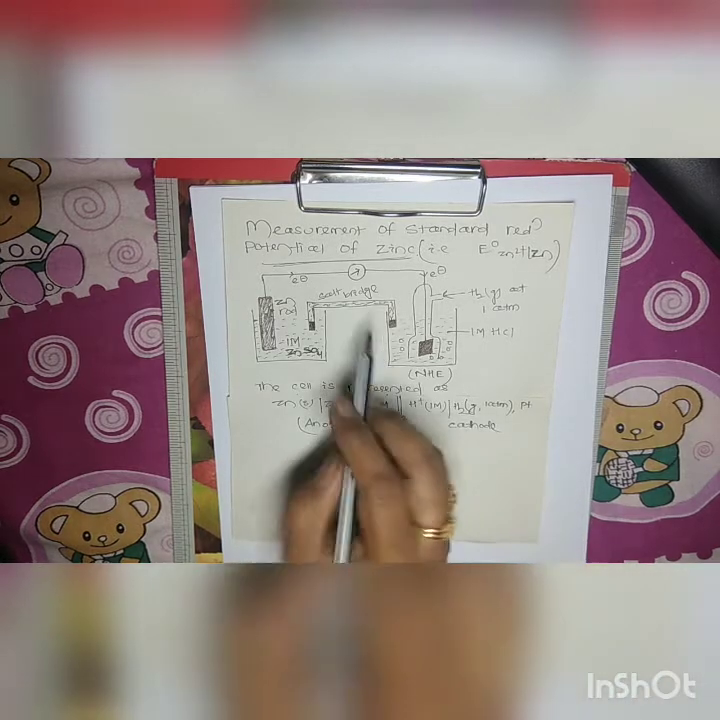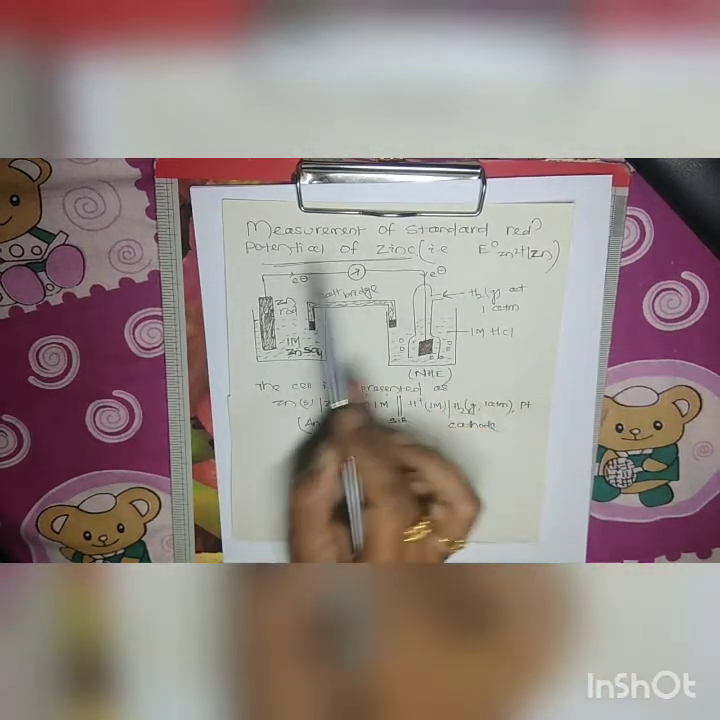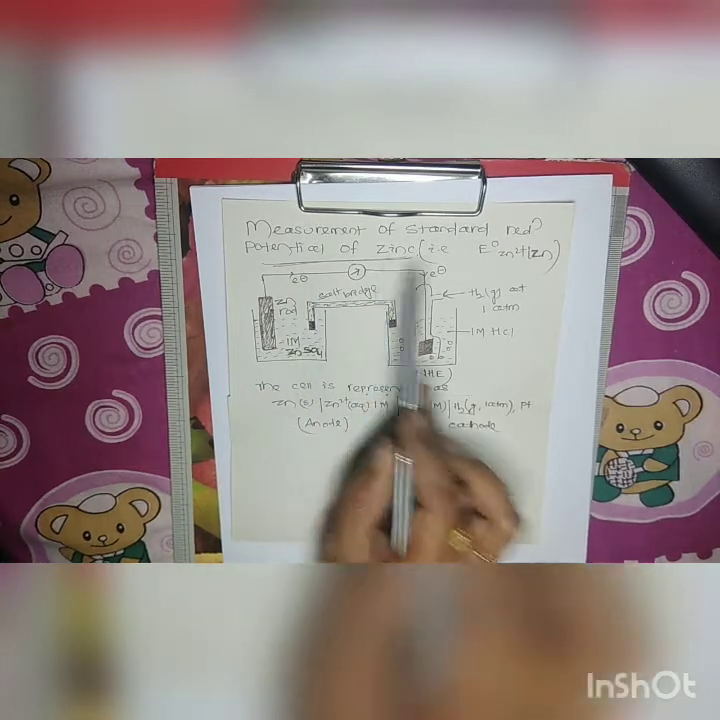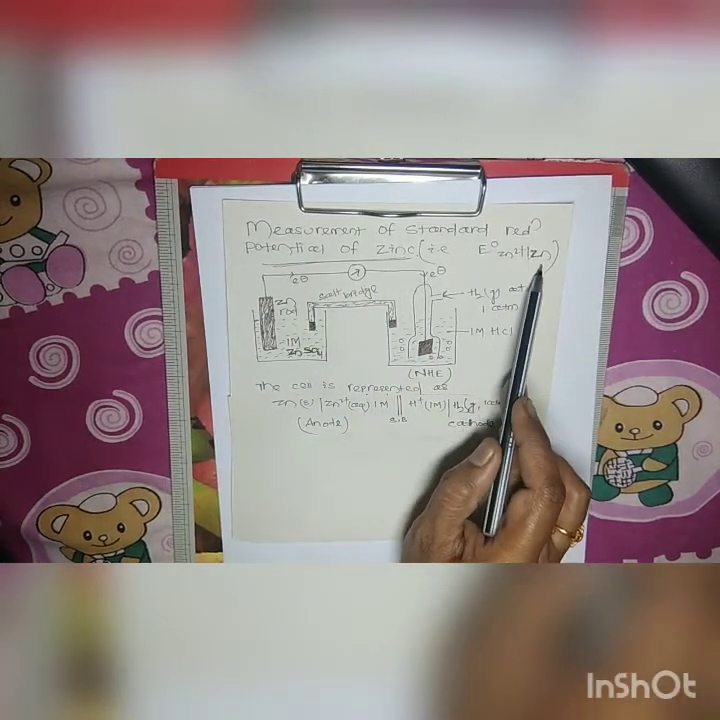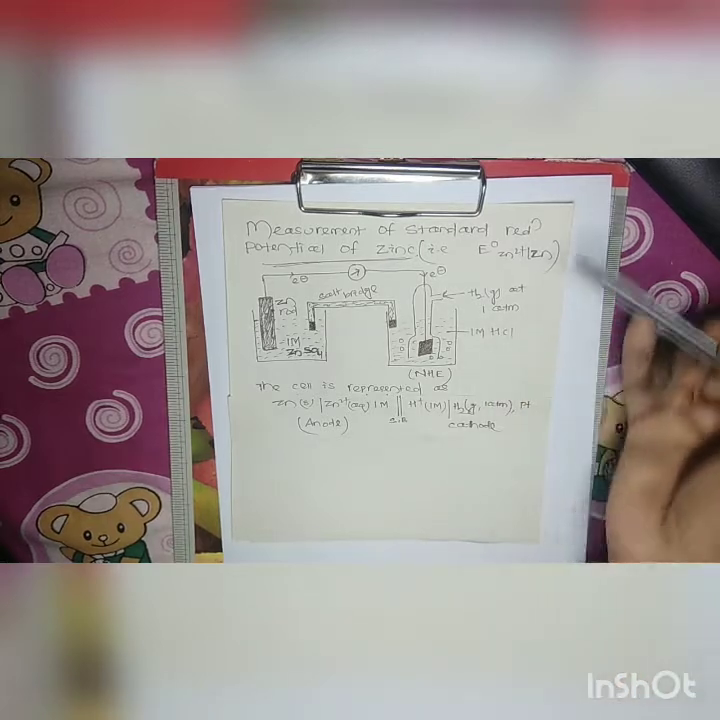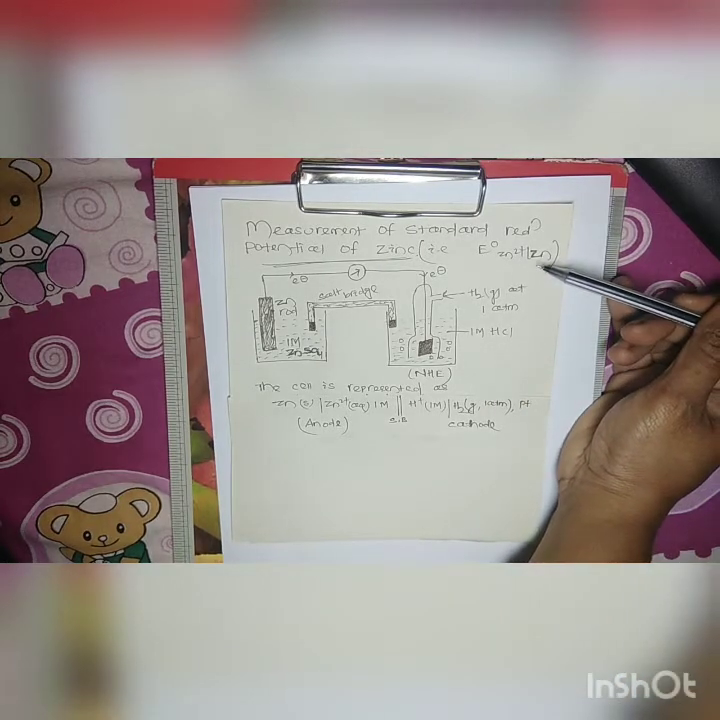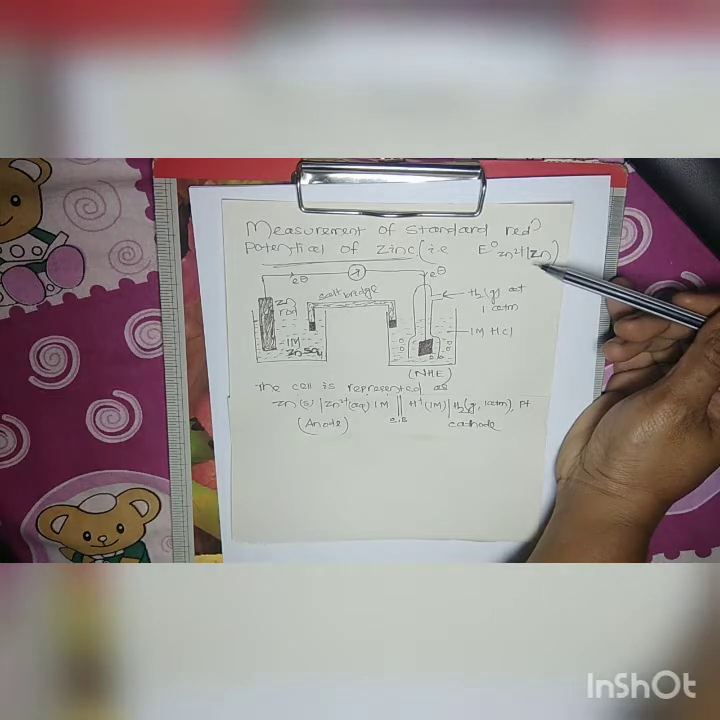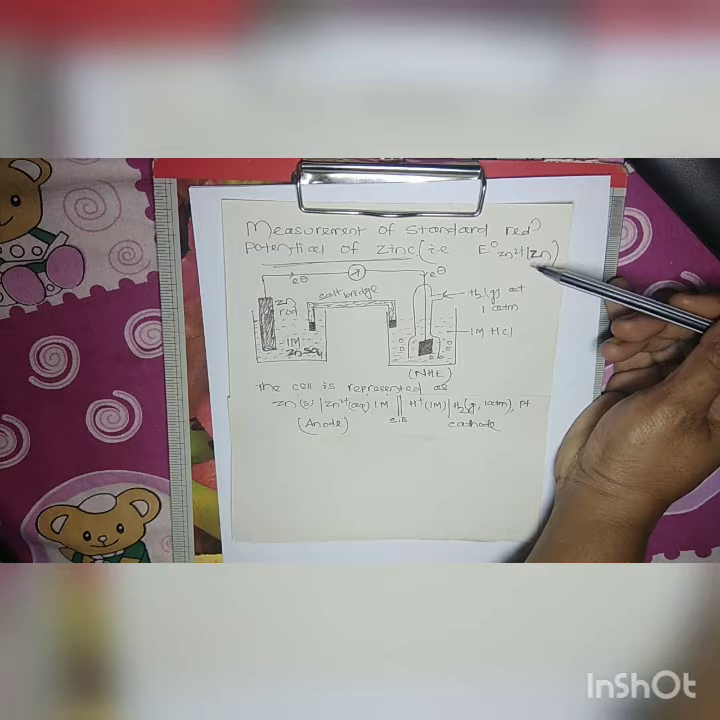Now I am starting with measurement of standard reduction potential of zinc, that is E naught Zn2+/Zn. We know that in the previous video I had very clearly explained that when it is the measurement of EMF, always the cell potential of the cell is represented in the form of reduction potential and reduction reaction.